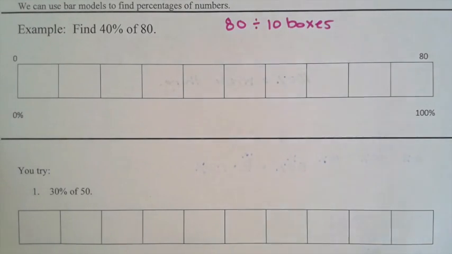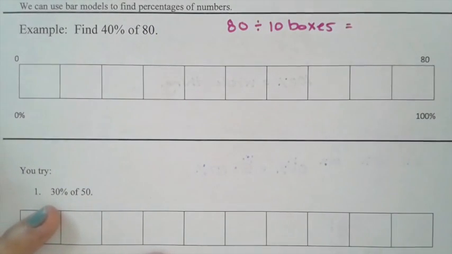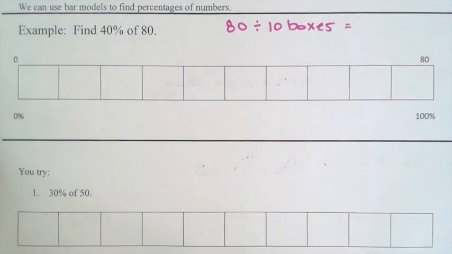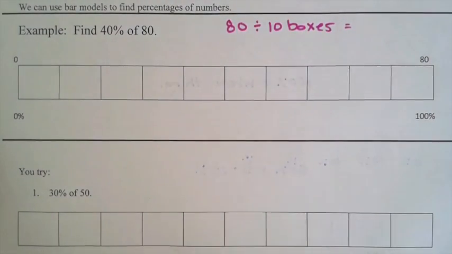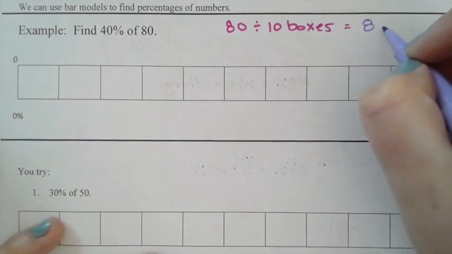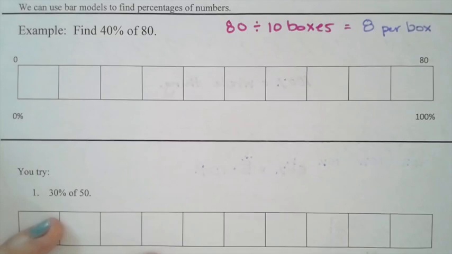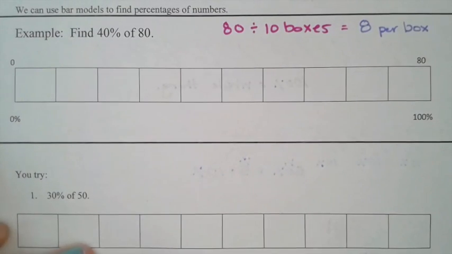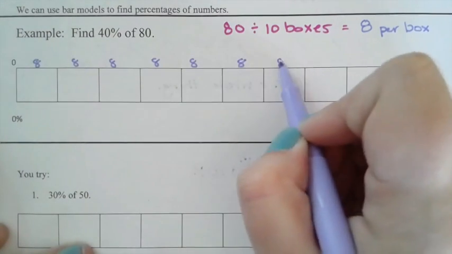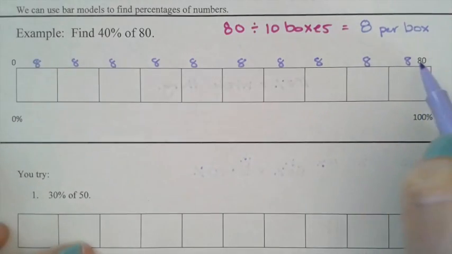The neat thing about that is if I'm dividing by 10, it means I'm moving my decimal over. And I know some of you guys in math were doing the metric system where you had to go up and down the ladder. You had to move the decimal over to the right or to the left. If you went up, you moved it to the left. If you went down, you moved it to the right. So if I move my decimal in 80 one over, what do I get? So I've got 8 per box. That means each of these boxes is worth 8. 8, 8, 8, 8, 8, 8, 8, 8, 8, 8. These all add up to be 80.